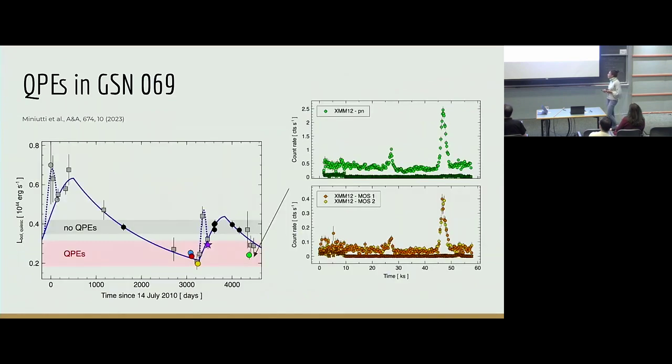The other interesting thing, and I'll come back to it later, is that QPEs appear only in low luminosity states of these sources. So this is a property not only of GSN 069, but also of other sources. And these are just the newer detected QPEs by Giovanni on the same source.